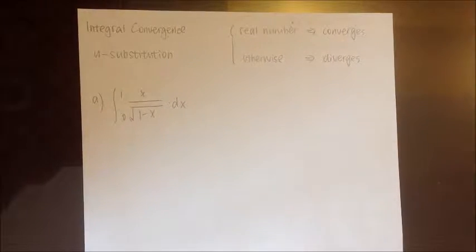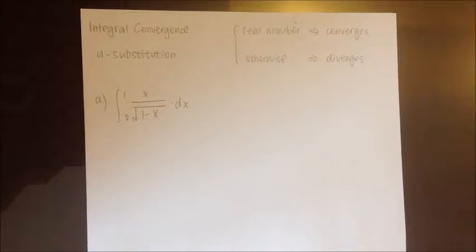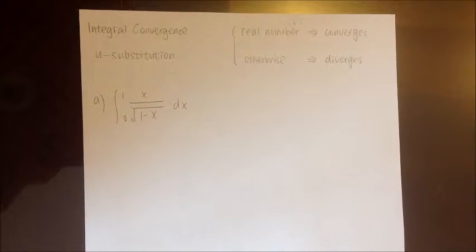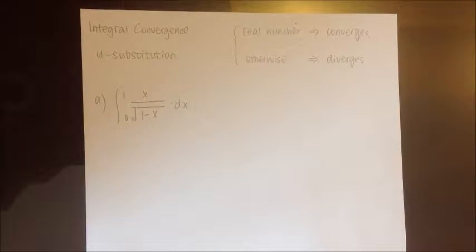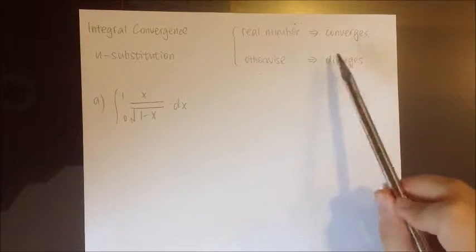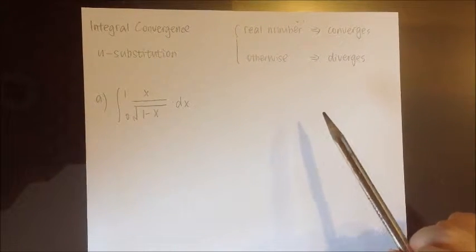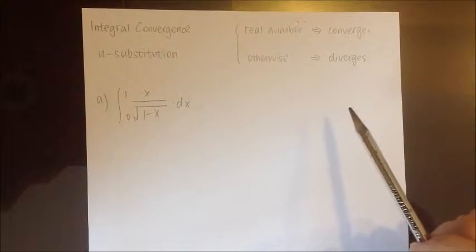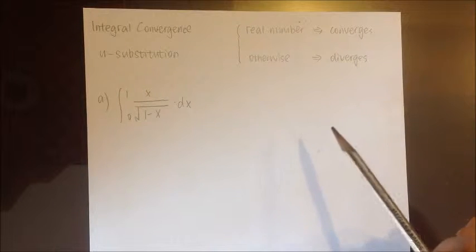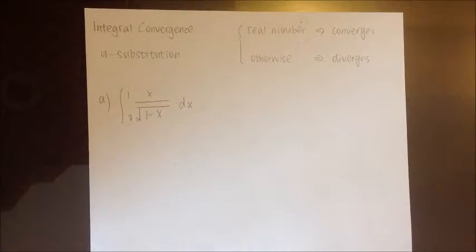Hello everyone, today we will learn the concept of integral convergence and the use of U substitution. When we determine if an integral converges or not, we will first see its result. When its result is a real number, then this integral converges. Otherwise, which means this integral doesn't have a result, or its result is not a real number, then this integral diverges. I will use two examples to show this idea, and I will use U substitution in it.